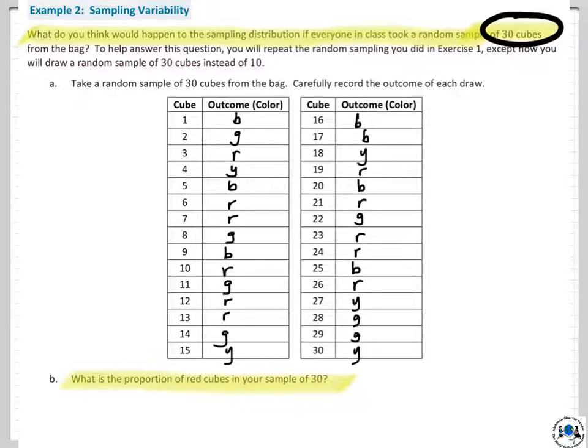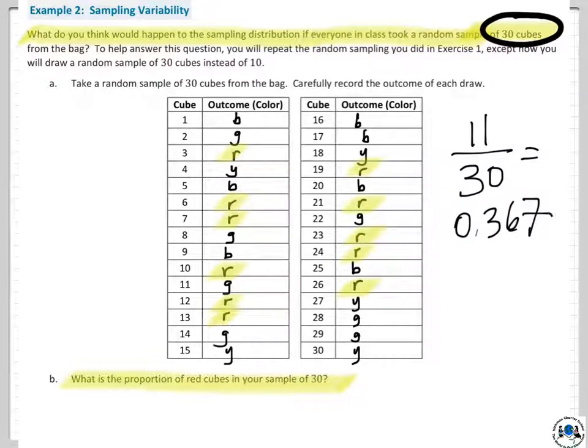Okay, well hopefully most of you, if not all of you, did that. So if we highlight the reds that we picked, and again we're concerned with the proportion of red cubes, that was 11 out of 30. And hopefully you got something like 0.367. That would be the proportion of red cubes in this sample.